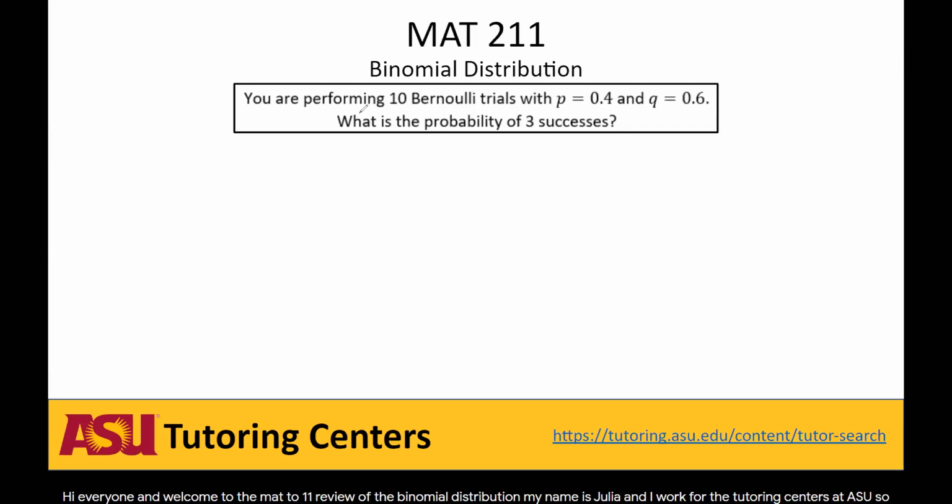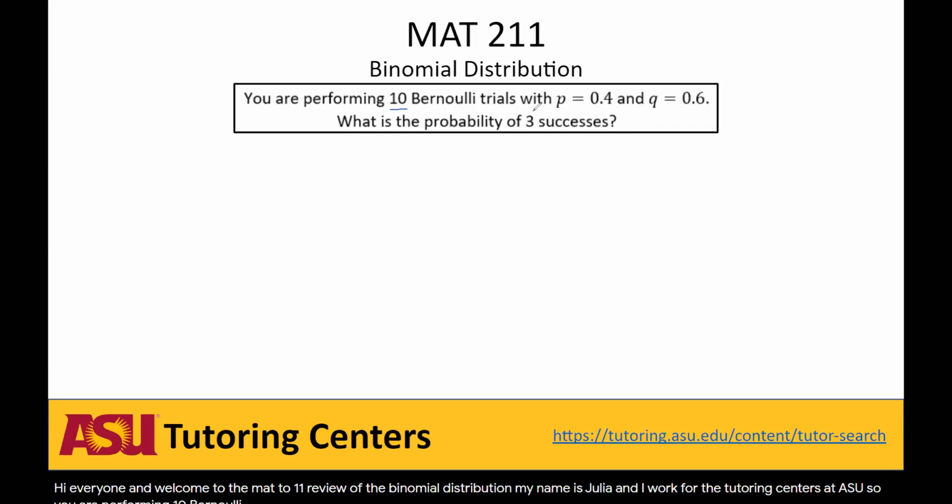So you are performing 10 Bernoulli trials with the probability p equals 0.4, and the probability q equals 0.6. What is the probability of 3 successes? So 3 successes out of 10 trials.